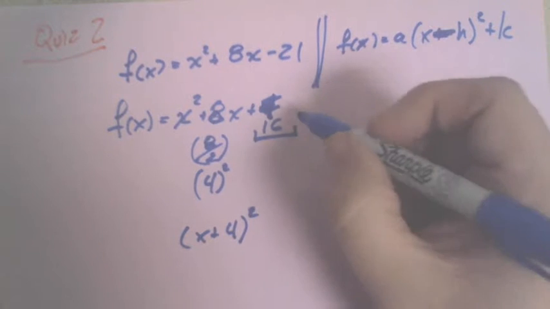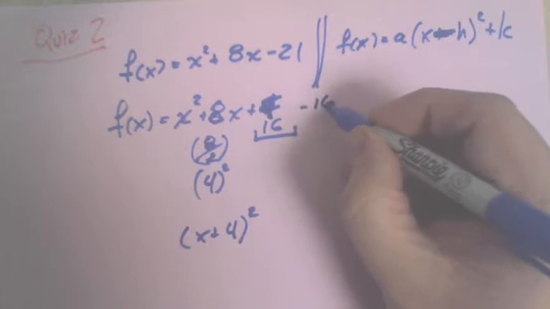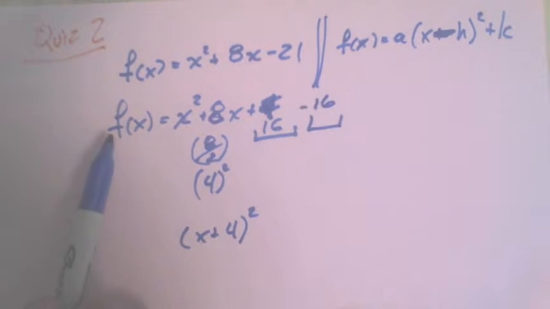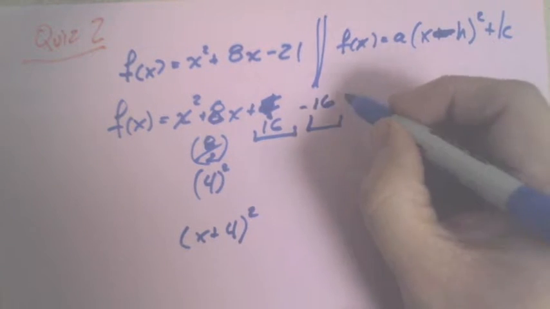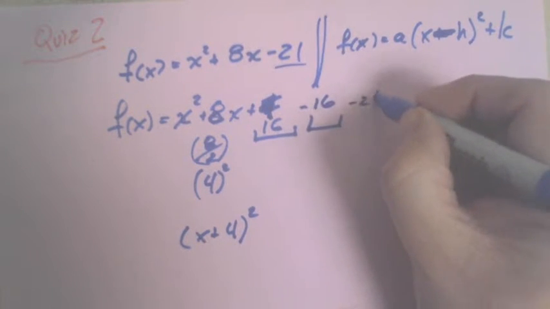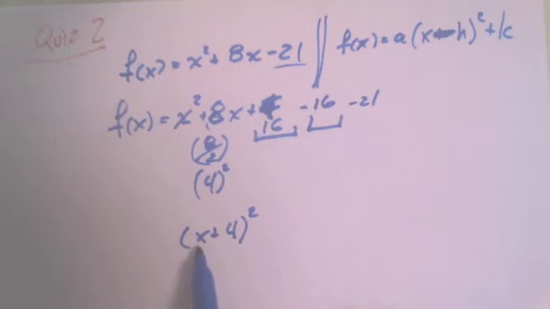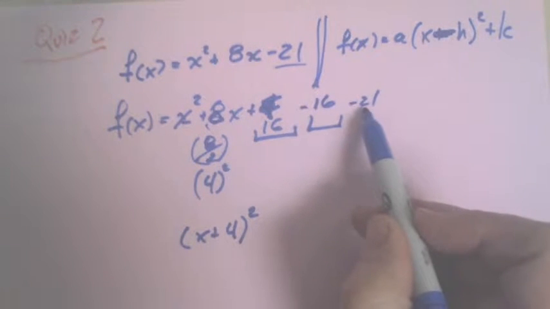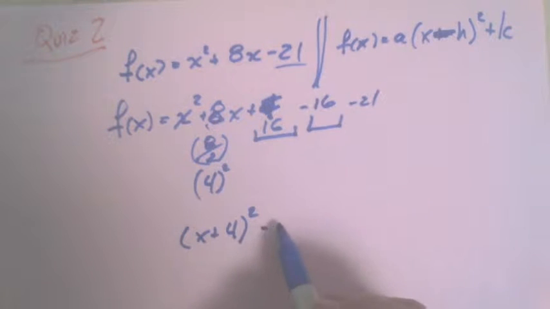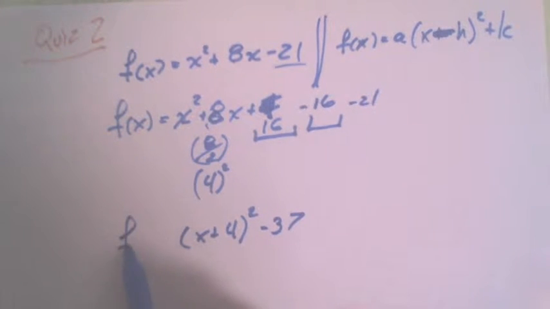Now we can't just add 16 randomly. We'd have to subtract 16 to compensate, or add 16 to the other side and subtract it over later. And then don't forget your minus 21. So the x squared plus 8x plus 16 factors down into x plus 4 quantity squared. And then the minus 16 minus 21 turns into a negative 37. And there's our vertex form.